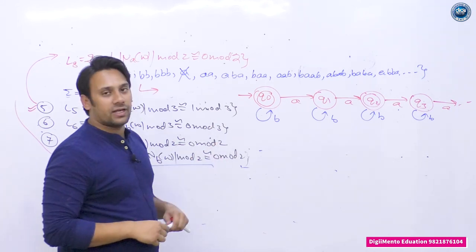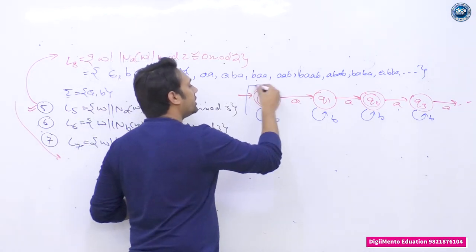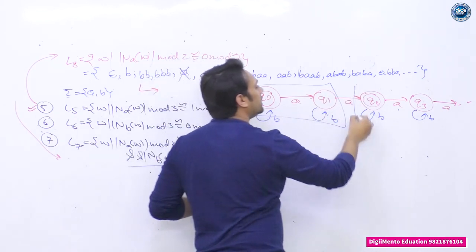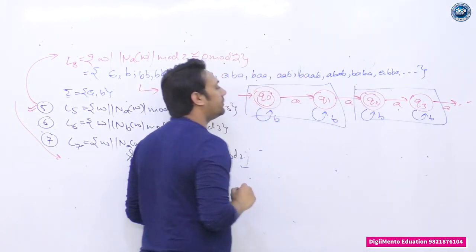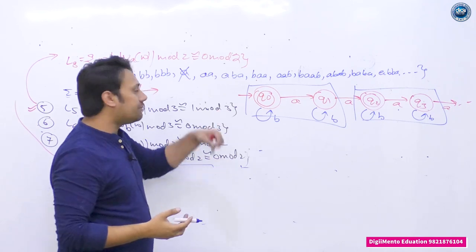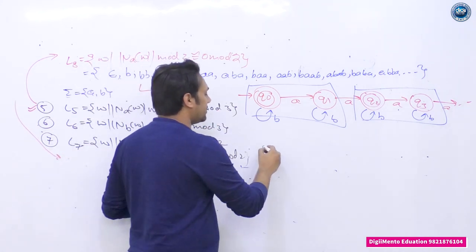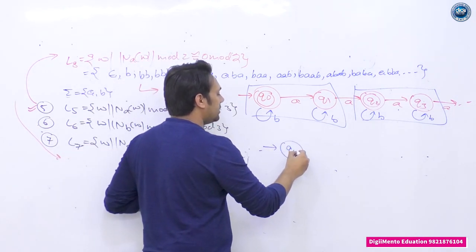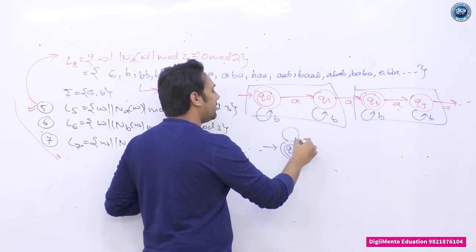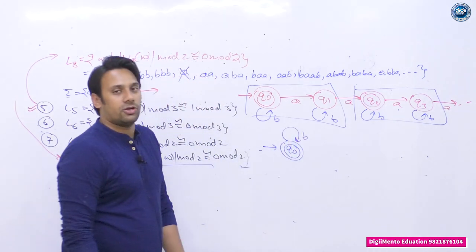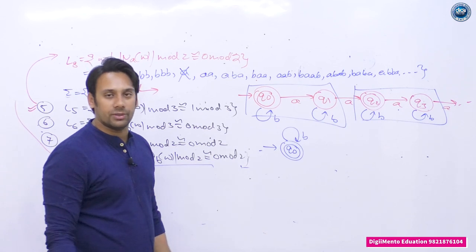So if you look at this diagram, this entire portion is repeating itself. So that means I can minimize this diagram and make it this way. The initial state is Q0. Initially, we can have any number of B's because we are not counting the number of B's. It doesn't matter how many B's are there.